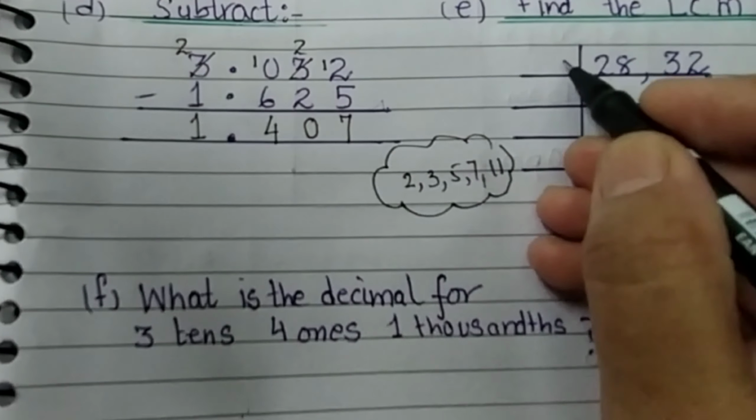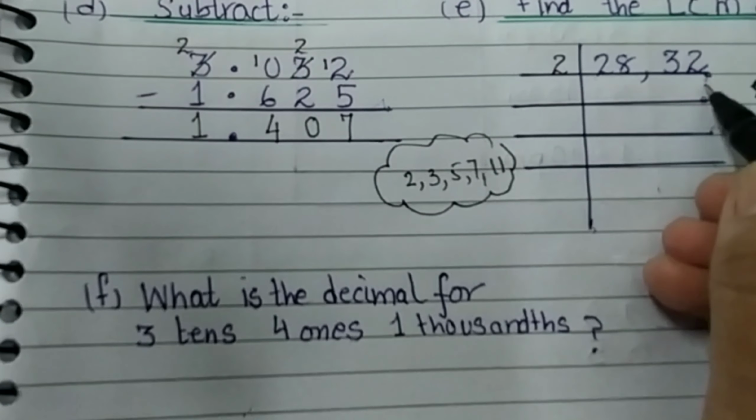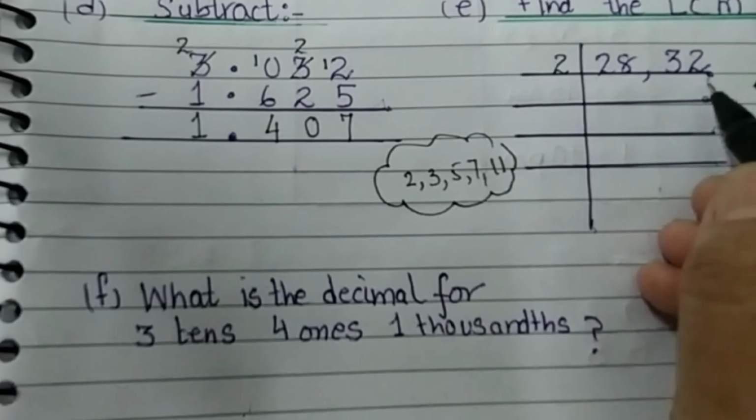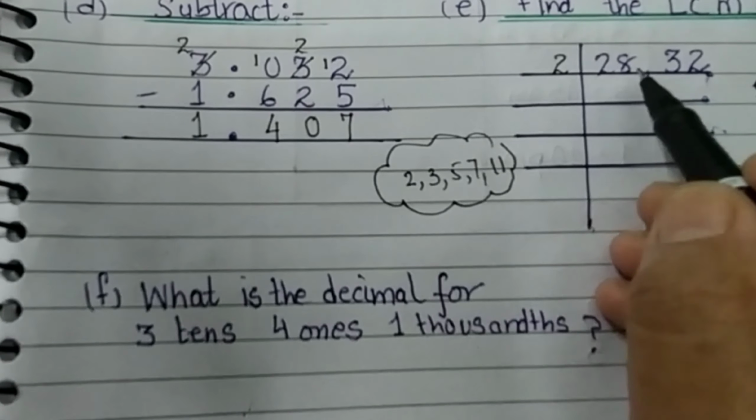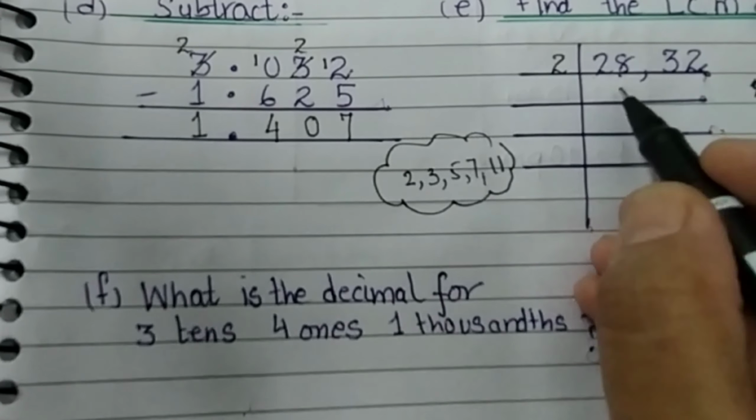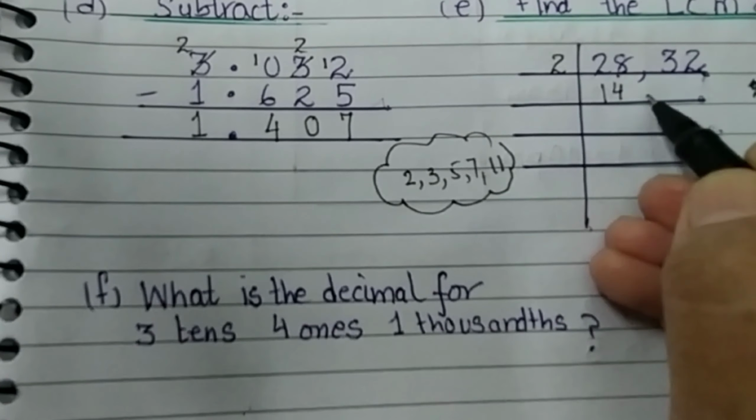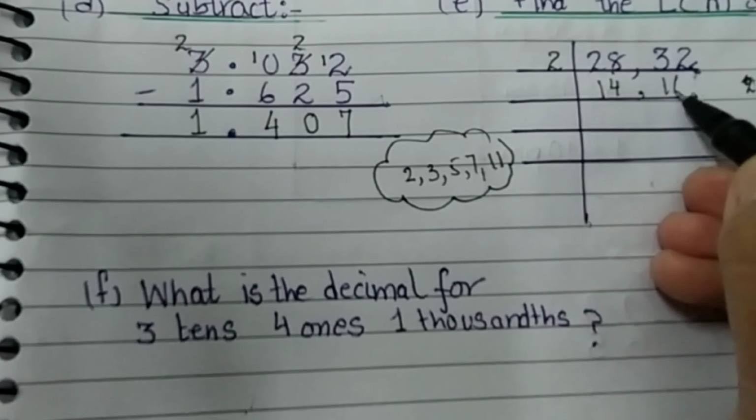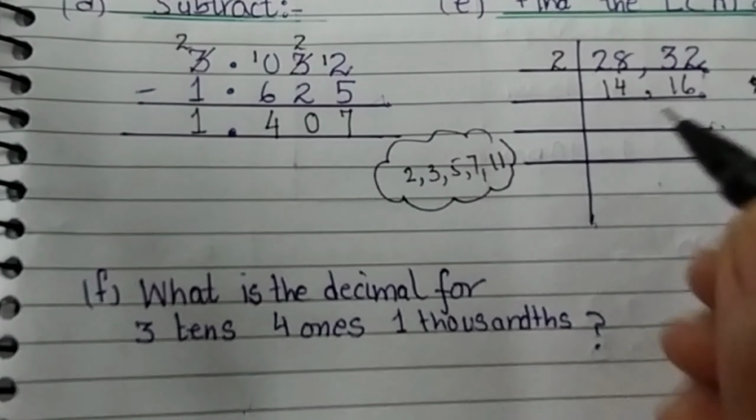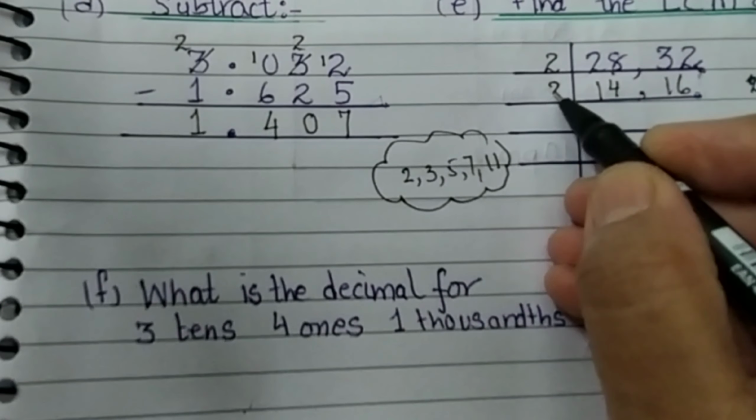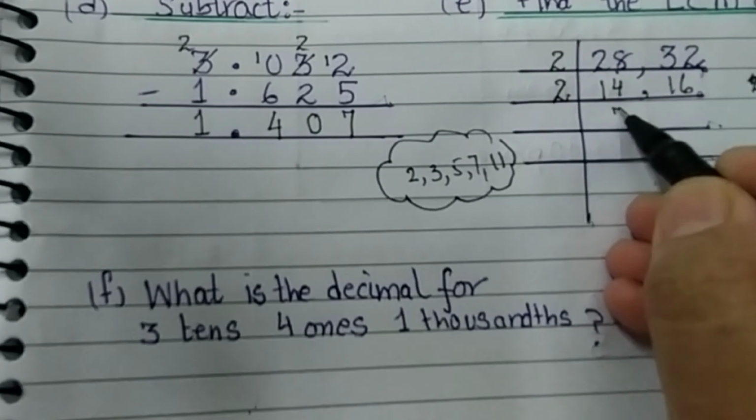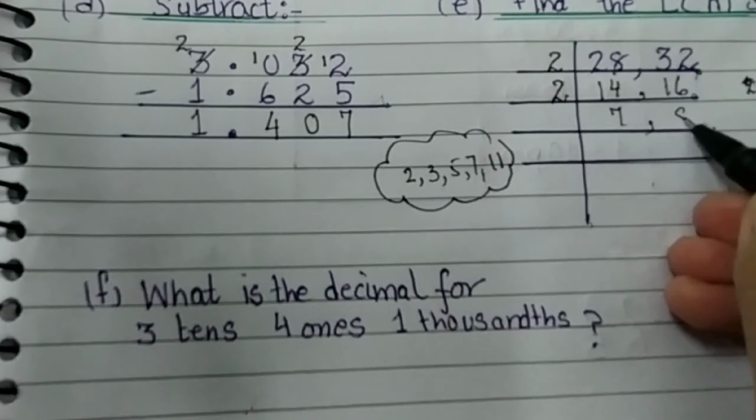So I start with 2 because I can see these 2 numbers can easily be divided by the 2 times table. Why? Because we have the even numbers at the end. So 2 times 14 is giving us 28. 2 times 16 gives us 32. We move on again. Again the 2 times table. 2 sevens are 14. 2 eights are 16.